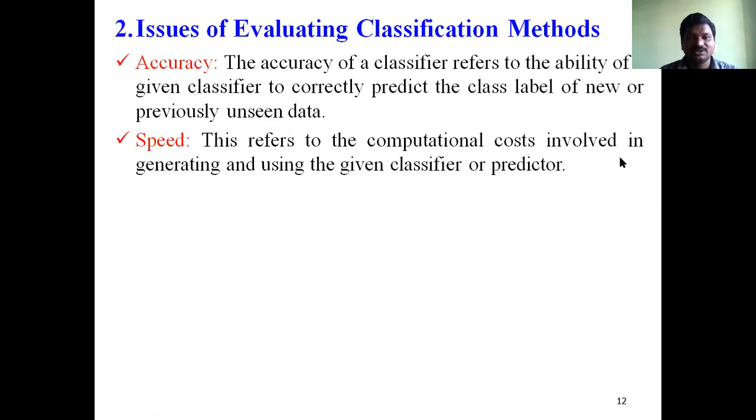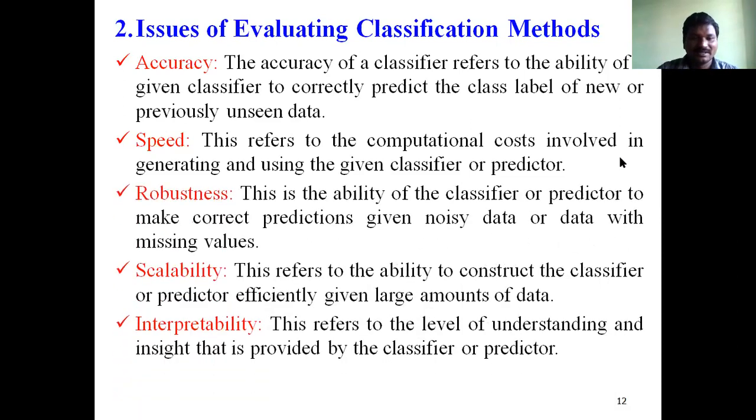Another important issue is evaluating the classification methods. How can you evaluate the classification methods? Based on accuracy, speed, and so on, that means which method you are taking. If it has good accuracy, you will take that kind of method. Not only accuracy, but speed, robustness, scalability, interpretability. If the method works well with all these factors, then only you will select that method or that algorithm.